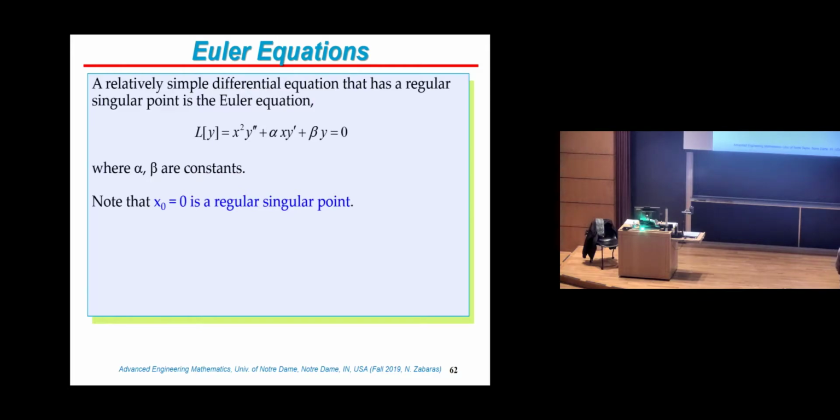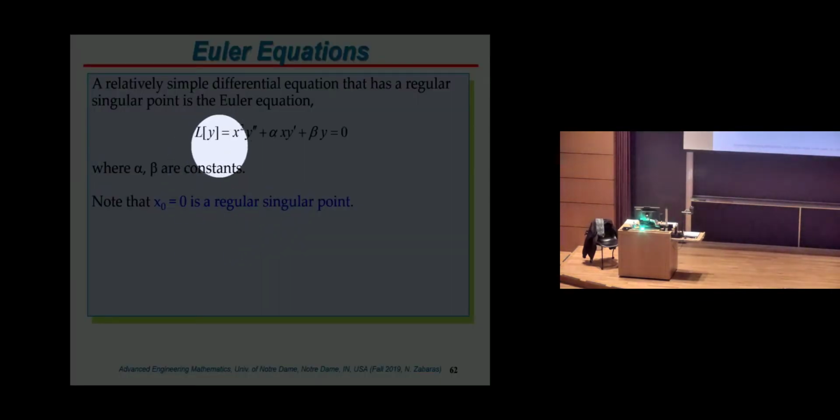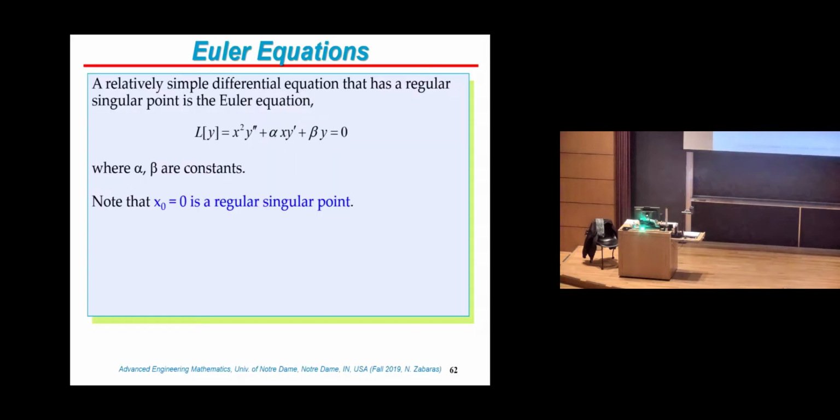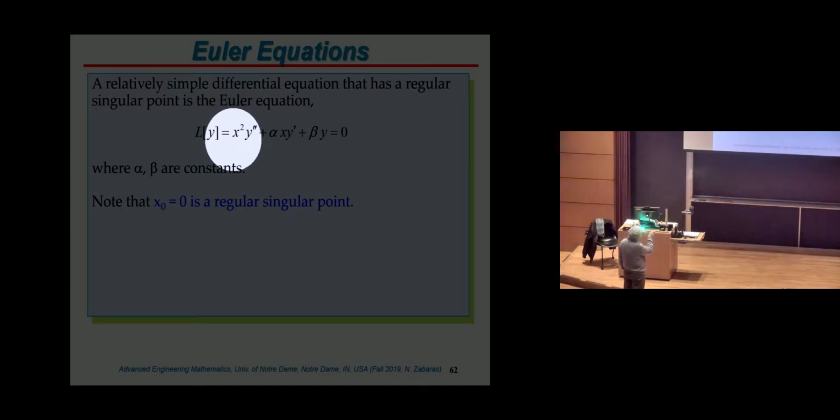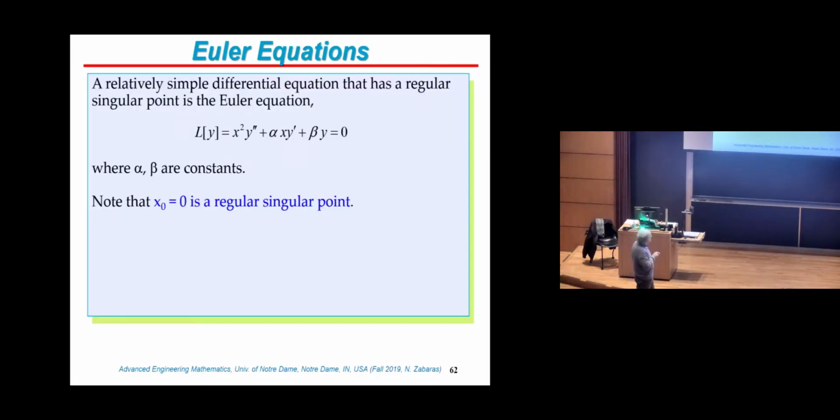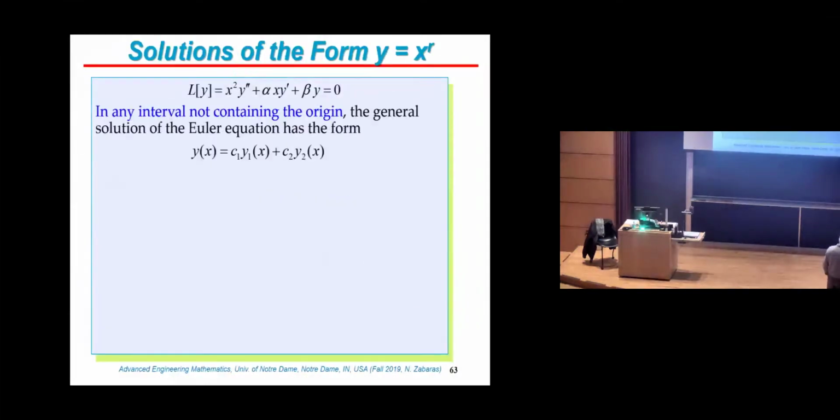So let me take the Euler equation. And by the way, you're going to have to use this in the homework as well. It comes out as one of the steps in solving many of the Bessel equations that you will see in the homework set. So let's take this equation and call the whole thing L of y, given by x squared y double prime plus alpha x y prime plus beta y. And we are immediately going to identify that x equal to 0 is a singular point, but I am going to call it a regular singular point.